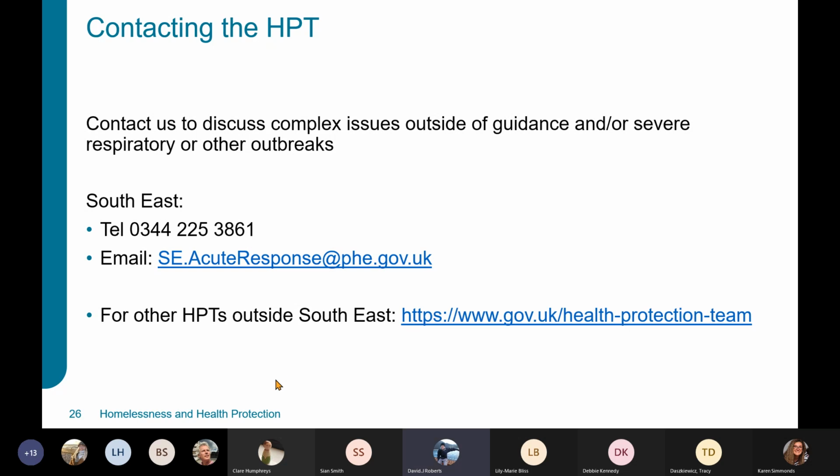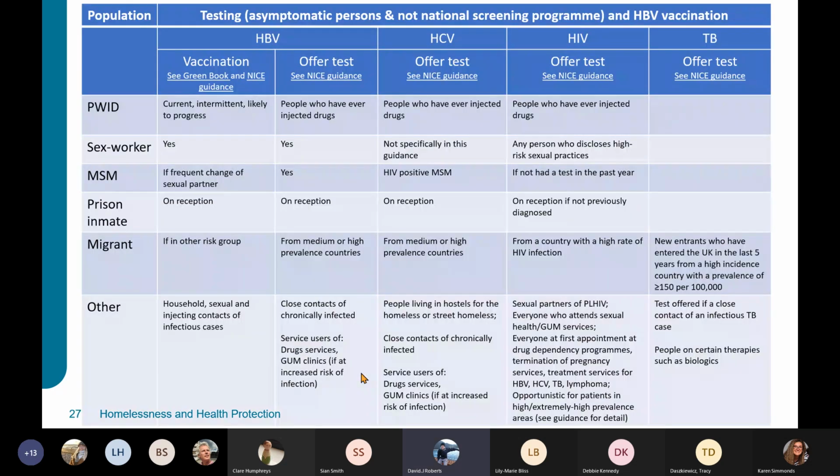Okay, next slide. And I'm not intending to go through this table, it's rather complex, but it's just a summary of the different guidance around when to offer vaccination and testing for the different risk groups, which frequently overlap with the homeless populations, linking to NICE guidance in the main. Okay, and that's it. Thanks very much.